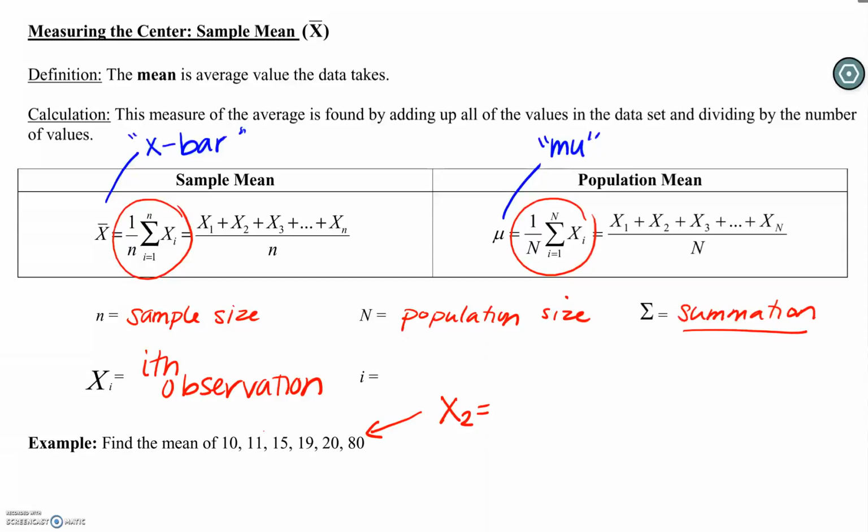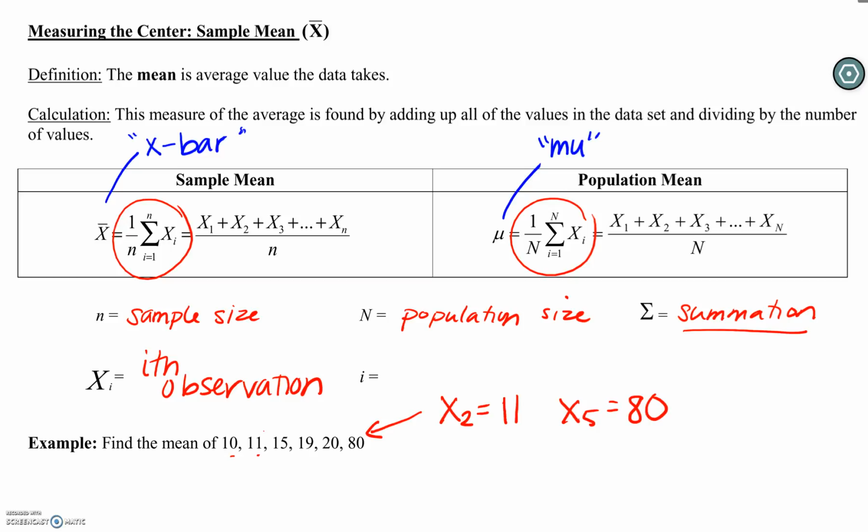X sub 2 would just be the second piece. So 1, 2, it would be 11. And x sub 5 would be 80, right? So i-th just means second, fifth, whatever it might be. Our i's, well, this is what we have in terms of our indexes on our summation.